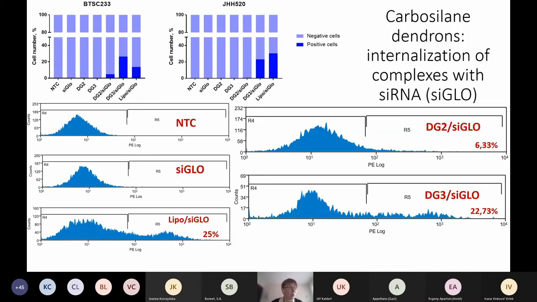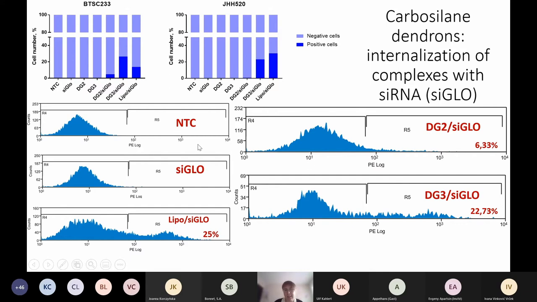But of course, when we talk about the treatment, we have to demonstrate how our constructions, how our drug molecules could be internalized into the cells. And for this, we have to use some visualization approaches. We used complexation with a fluorescently labeled siRNA, in complexes with our dendron molecules, to show how these complexes, how these dendrons could be internalized into the tumor cells. And here you can see our data and our most representative pictures.